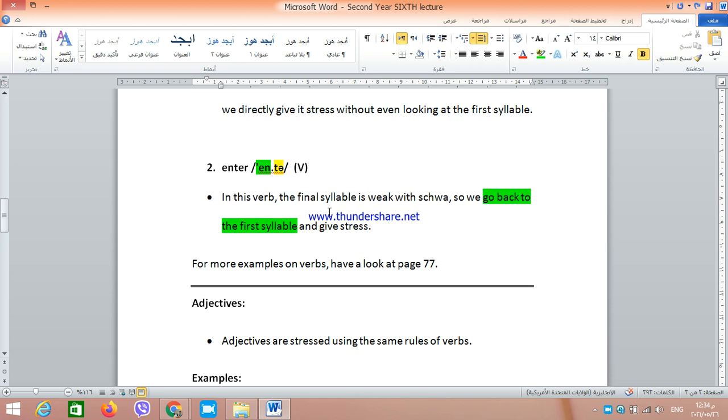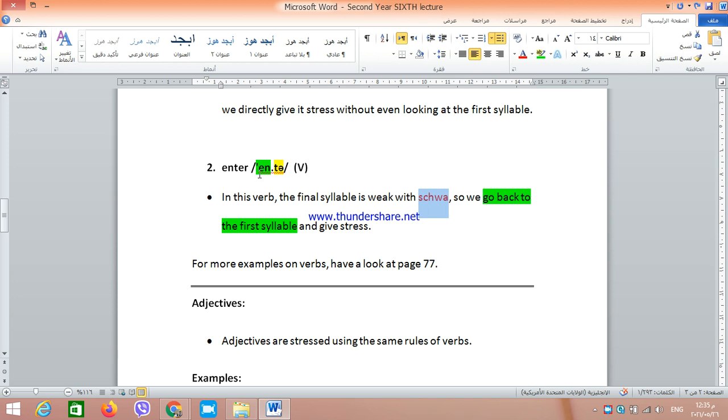Now, what about this verb? Enter. So this is a verb, so we apply the rule. First, we should have a look at the final syllable, which is ter. Here, what do we have? We have the schwa. And you know that the schwa is the weakest sound in English, the weakest vowel. So what shall we do? We decide that this syllable is weak, so we go to the first syllable and give it stress.